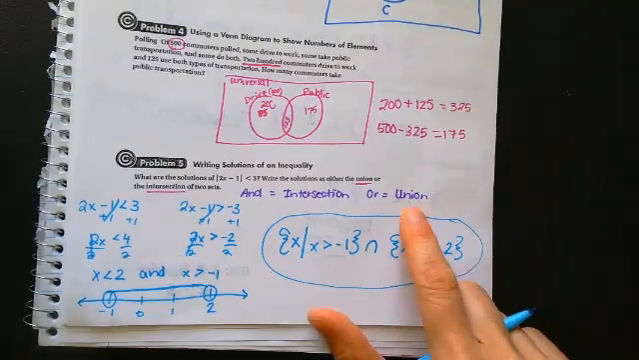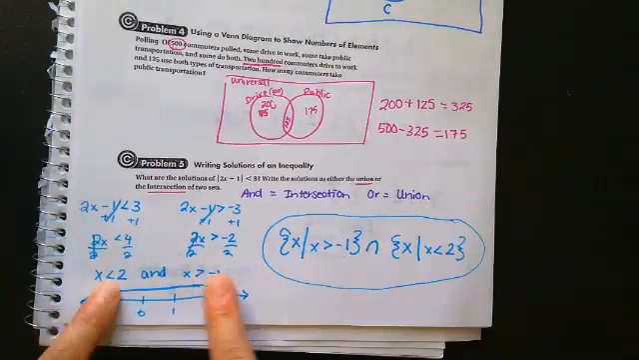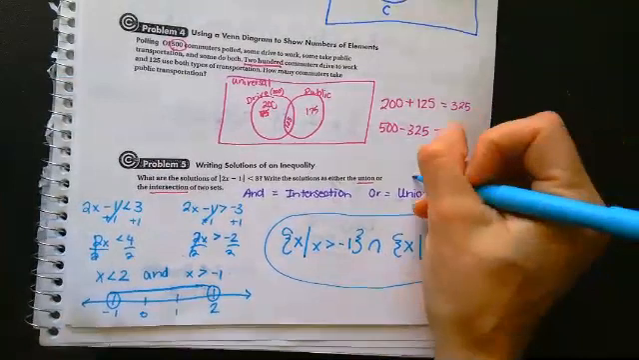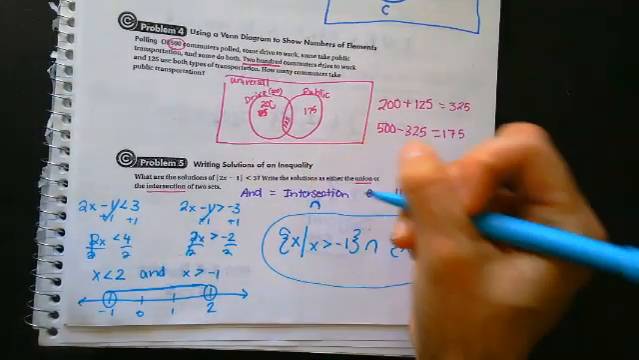If it was a union, it would be pointing outward, right? And we would write each of them, and we would write the U in the middle. Intersection is the upside down U.